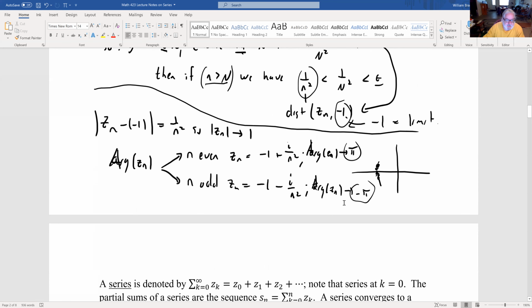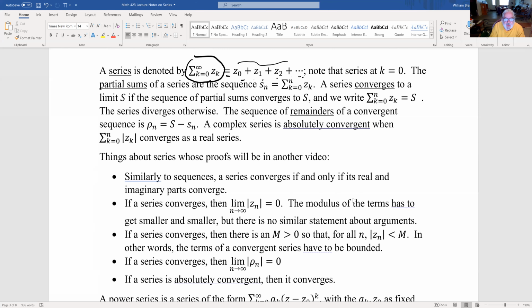So a series then is denoted by this kind of thing. And we interpret that as z0 plus z1 plus z2 plus ... It's not actually adding things together. This is just a useful notation for thinking about it. This is symbolism, but we don't actually add things together because you can't add things together infinitely often. Oops, typo there. Generally, our sequences start at k equals 0, not k equals 1.